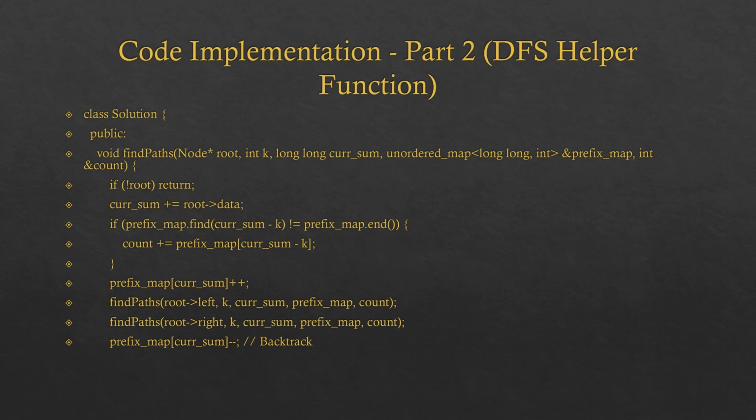In this part of the code, we define a helper function, findPaths. It performs the DFS and maintains the current sum as we traverse the tree. The function checks if current sum minus k exists in the hash map, and if so, we add the count of such paths to the result. We update the prefix sum map and recursively call the function for both left and right children of the node. After visiting the node, we backtrack by decrementing the current sum in the map.